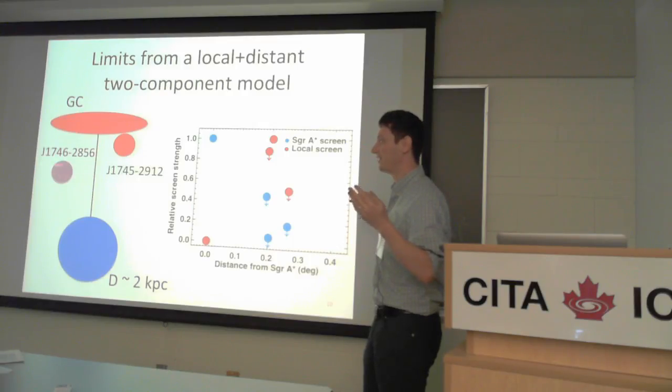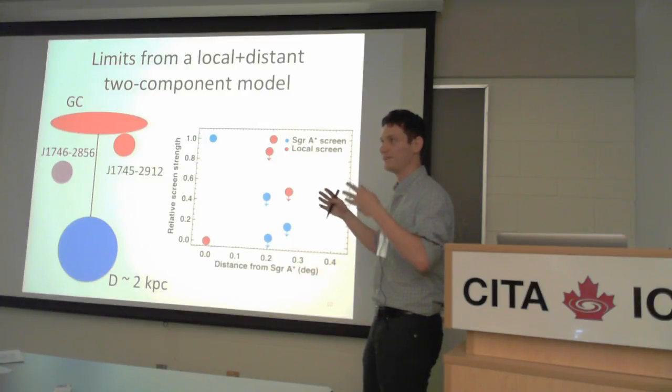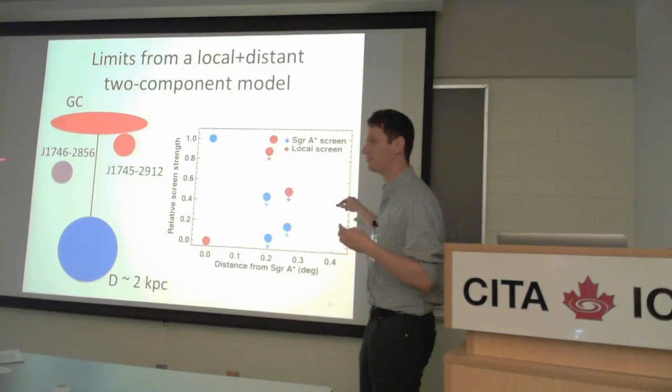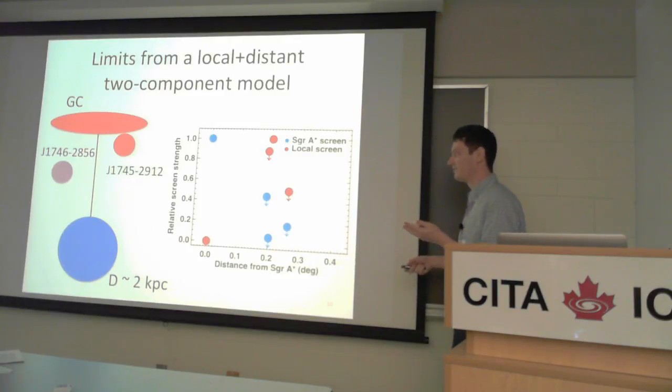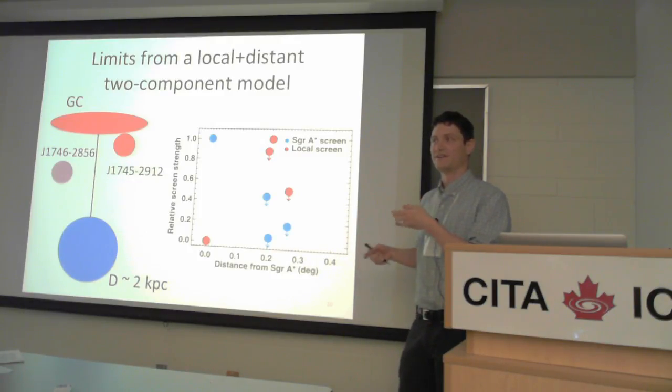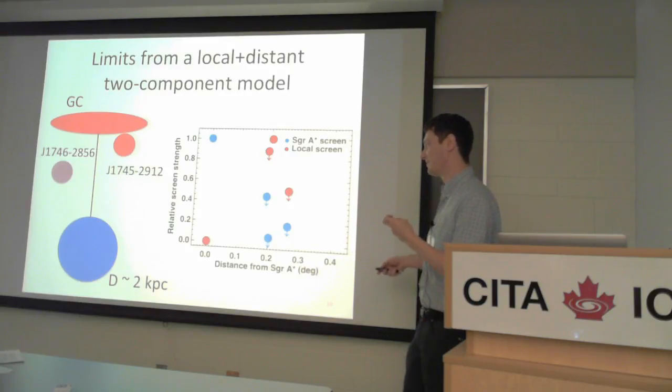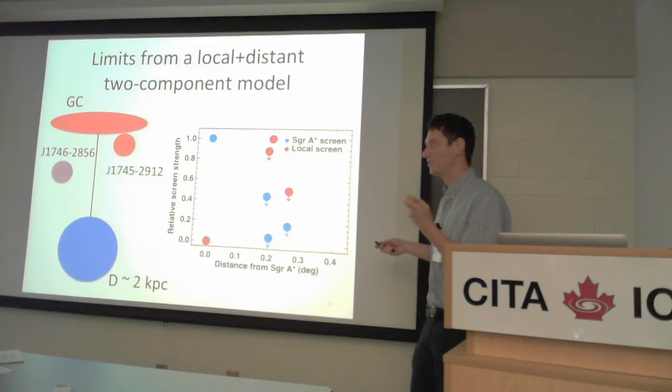And now we can say that the other ones are combinations of these two, where some fraction of the temporal broadening for this one comes from this, basically, while its angular broadening is set by this one. And so from this model, you can basically put limits on the strength of these 2 components as a function of the locations of these other pulsars.